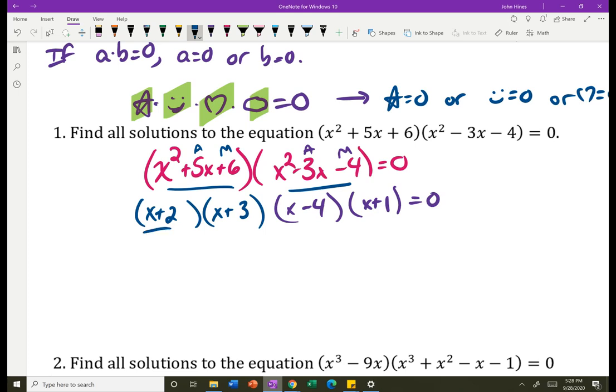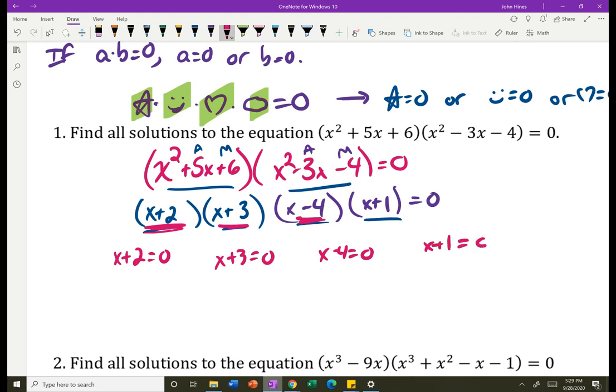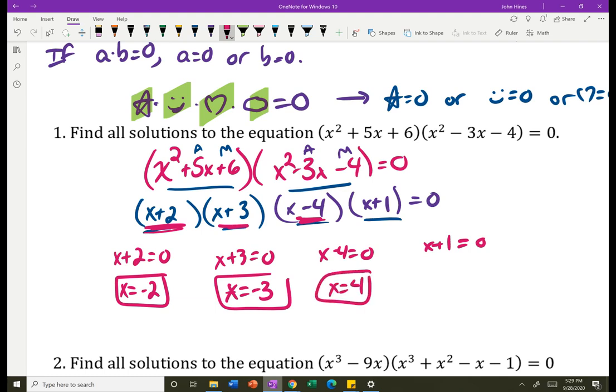So now I have 4 factors being multiplied together and equal to 0. The zero product property tells me this factor is 0, x plus 2 equals 0, or this factor is 0, or that factor is 0, or that factor is 0. And we can quickly solve all of these. How do I get x by itself? I subtract 2. What plus 3 is 0? x equals -3. What minus 4 is 0? x equals 4. And x plus 1 is 0, so x equals -1.